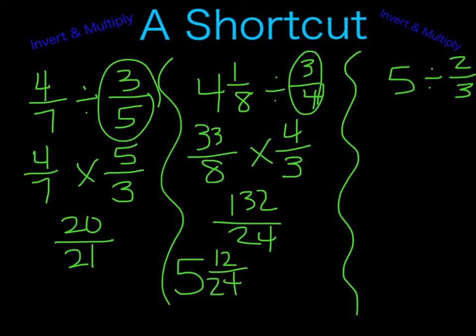Looking at these numbers, I can tell that 12 and 24 can be simplified further than what they are. 5 gets to stay the same, but I am going to simplify 12/24 into 1/2 because their greatest common factor is 12. 12 goes into 12 one time, which is where I got this, and 12 goes into 24 twice, which is where I got the 2. So 4 1/8 divided by 3/4 is 5 1/2.